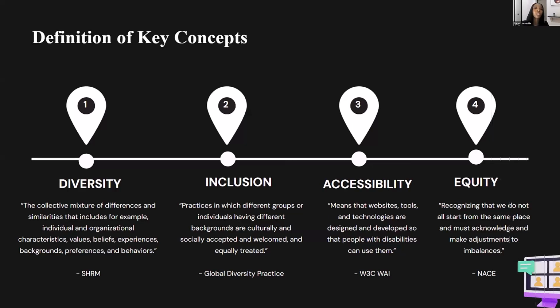We all know that story between equity and equality, basically. But according to the National Association of Colleges and Employers, which is an American nonprofit, by the way, that has been in existence since 1956, they say that equity is recognizing that we do not all start from the same place and must acknowledge that and make adjustments to imbalances. So for me, equity simply is more like fairness, being fair and being just in a particular situation. We know that this is different, obviously, from equality, which is like providing the same thing to all. But equity is like providing each person what they need to be on the same level.